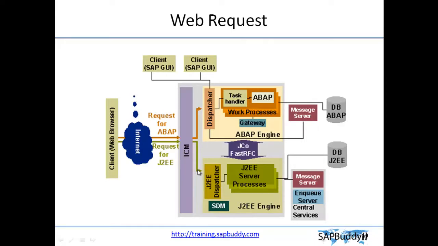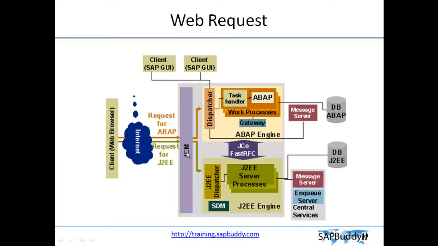For that, we will use ICM, the Internet Communication Manager. The ICM is the one which receives the information from the web browser. Let's assume from your web browser, from the internet, you get one request. This request could be an ABAP request, or it could also be a Java request. If you are in the same network, we will use the SAP GUI to log into the ABAP engine using the dispatcher. When it comes from the internet, the ICM will decide whether the request it got is a Java related request or an ABAP request.